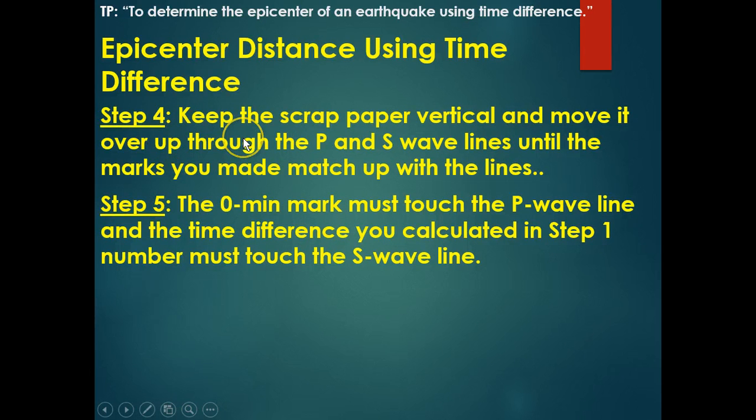Make sure we're keeping the scrap paper vertical, and we move it up through the P and the S wave lines until they match up. I'm going to show you what all this looks like. It's just a bunch of words right now. The 0 minute mark must touch the P wave line, and the time difference we calculated in step 1 must touch the S wave line.